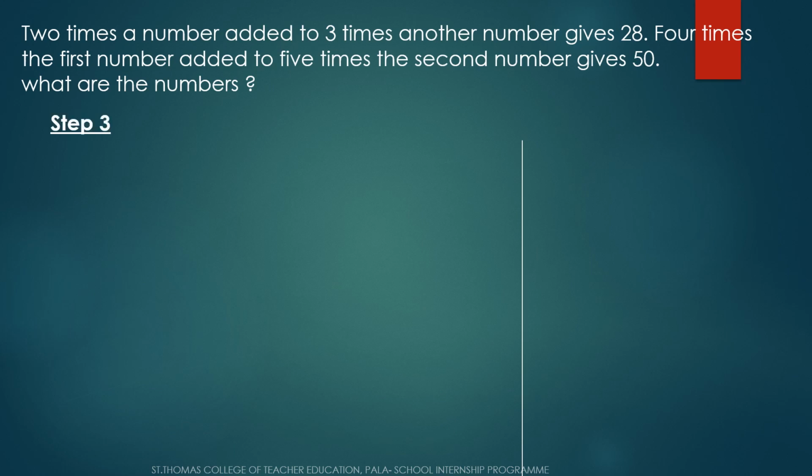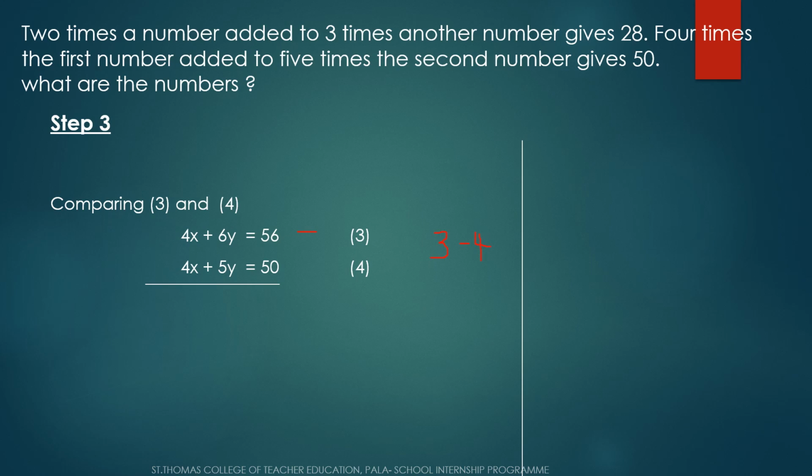Yes, we will compare the equation we got now, that is 3 and 2. Okay, so comparing 3 and 2. What is 3? 4x plus 6y equal to 56. What is equation 2? 4x plus 5y equal to 50. Now tell me the next step. You all know the step. Tell me. We are going to subtract 2 from 3, isn't it? That is 3 minus 2. Okay, then what is that?